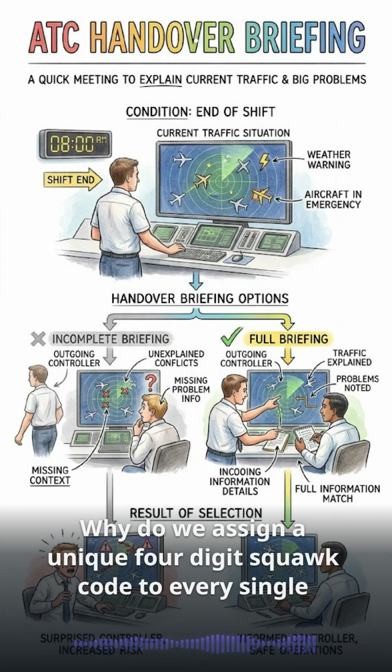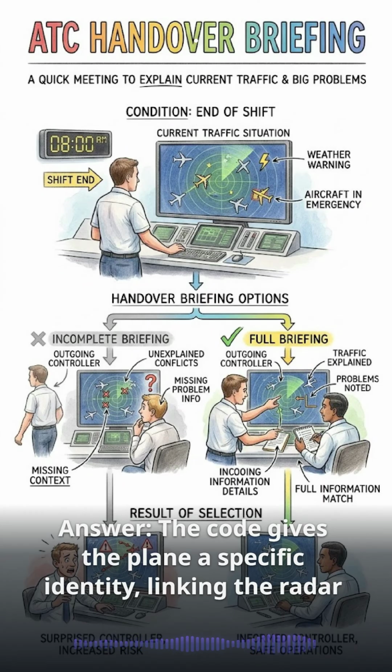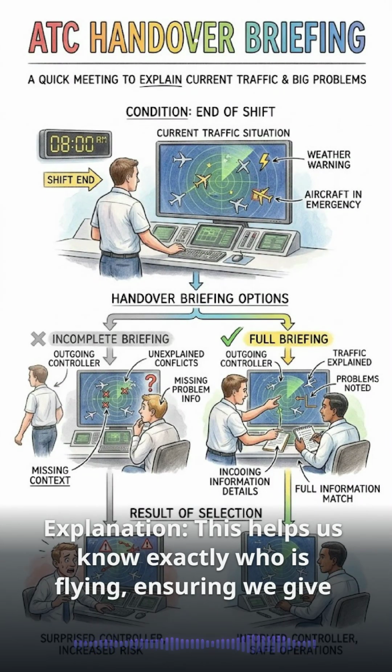43. Why do we assign a unique 4-digit squawk code to every single airplane taking off today? The code gives the plane a specific identity, linking the radar dot to the correct flight plan. This helps us know exactly who is flying, ensuring we give instructions to the correct pilot.